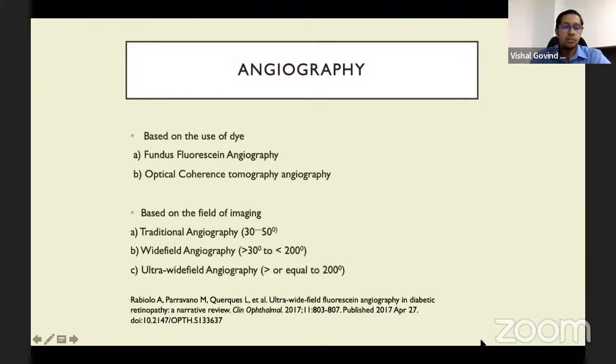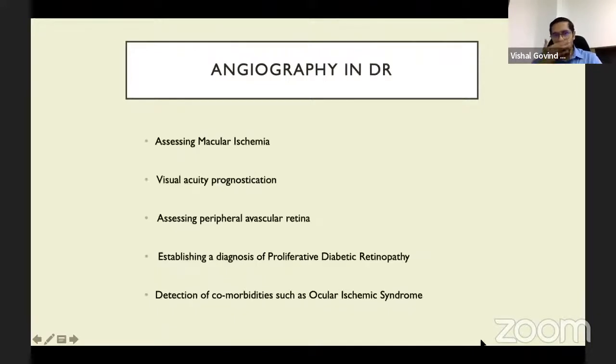One definition is based on the number of degrees it covers with respect to wide field and ultra-wide field, whereas the consensus statement published by Dr. Sadda and group speaks about the area which it covers. That is, up to the vortex ampullae it's called wide field, and beyond that it's called ultra-wide field. So we'll just get to why angiography at all in DR.